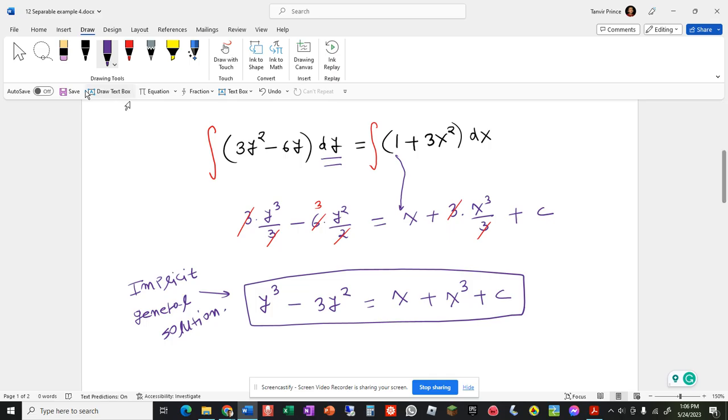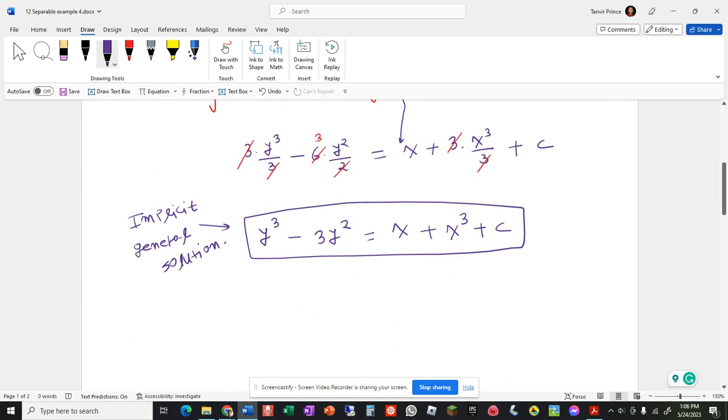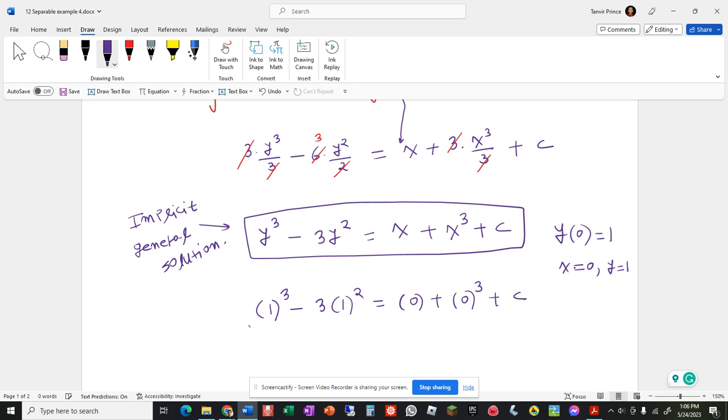Now let's use the initial condition to solve for c. So the initial condition is y of 0 equal to 1. That means when x is 0, y is 1. So let's substitute x equal to 0 and y equal to 1. So I'm replacing y by 1 and x by 0, and writing everything down so nobody gets confused. So this is simply 1 minus 3, which is minus 2. And on this side, all I have is c. So my c is negative 2.